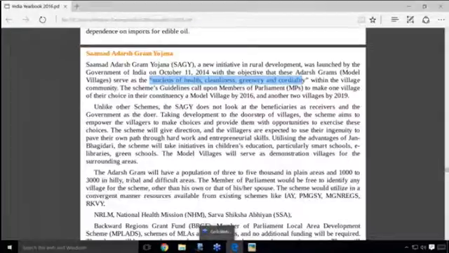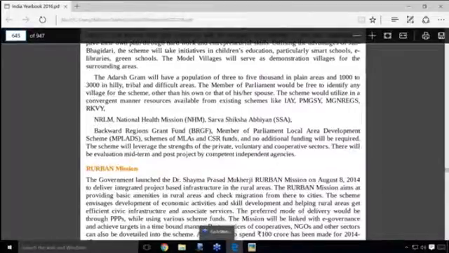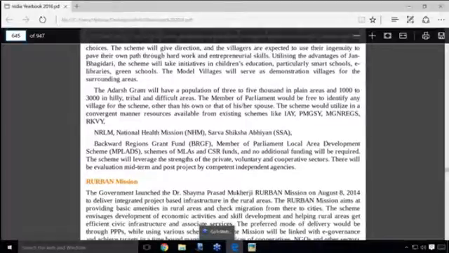Every MP has to select one village, and that village should not be his own village, or it should not be the village of his spouse. I'll show you that. So what is the objective? He should actually take a village and develop it. So every year he has to take one village and develop it, so that over a period of time you would have made some role models. You should make one village a model village, right?